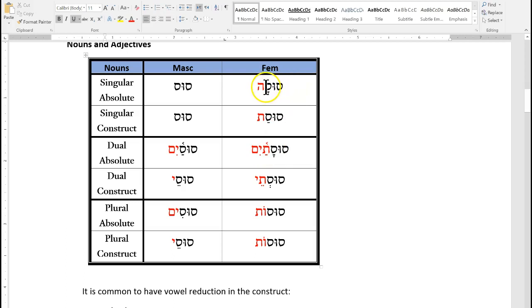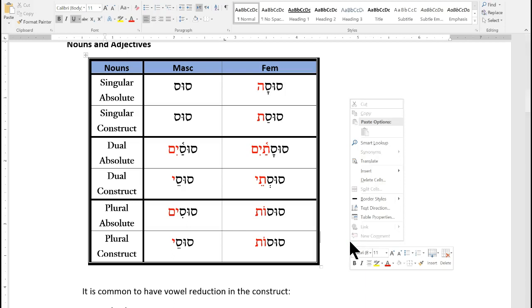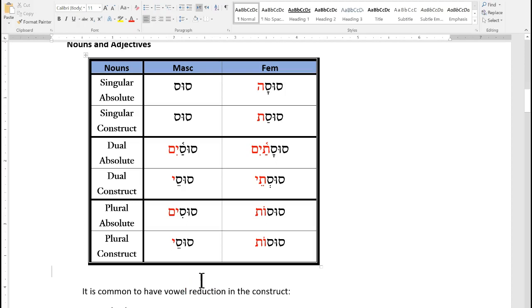So susa is feminine horse or mare. Susath will be mare of so-and-so. Susathaim is 2 mares. Susthay are 2 mares, so that's a dual construct. Susoth is horses, and then the same form for the construct, horses of. So you want to add this chart. This chart will be on the final.